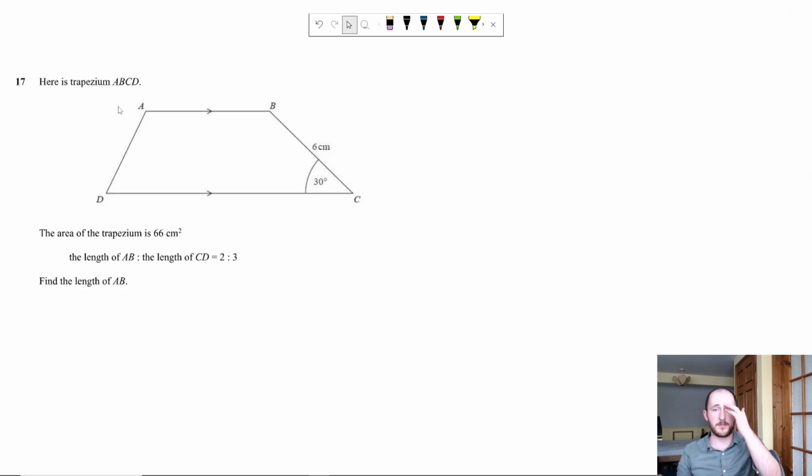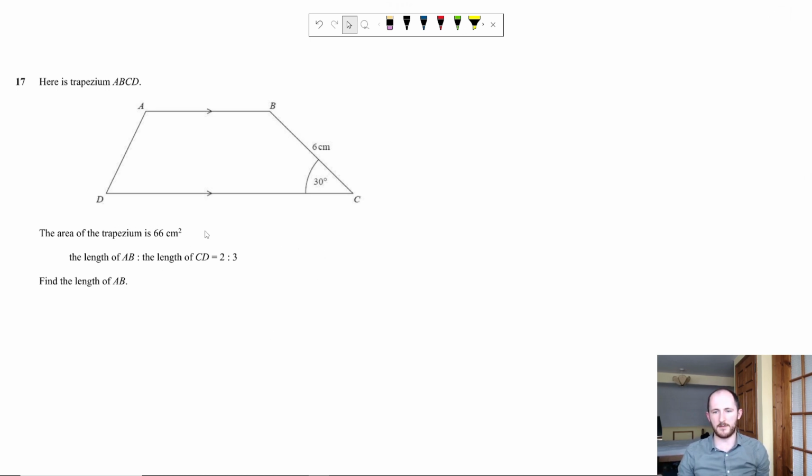For this question, we have a trapezium ABCD, and the area is 66 centimeters squared. The ratio of the length AB to DC is 2 to 3. So basically, AB is 2/5 of CD. Find the length of AB. Well, that's fun. So let's write out the information they've given us.